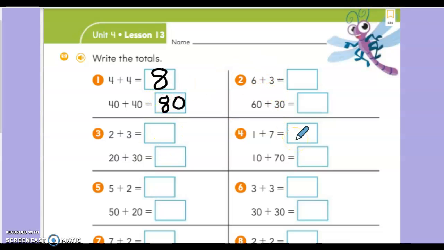Okay, you do 2 and 3. Let's go to number 4. All right, so for number 4, we have 1 plus 7. So what's like 7 and 1 more? That's 8. Good job. And then we know that 10 plus 70, or 70 and 10 more, like pretend like you're counting up by tens, what's the next thing you would say?